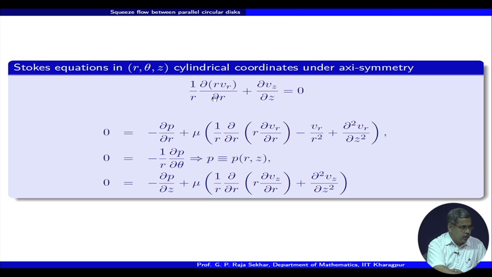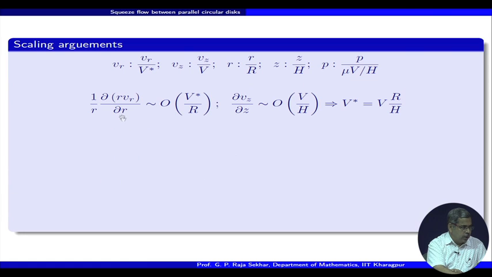So, you can recall, this is one term and this is another term. Correspondingly, if you see this, you have an r there and a derivative. So ultimately this will be of order v star by r. And similarly, if you introduce this scaling, this will be of order v by h. So these are the two terms in our equation of continuity.